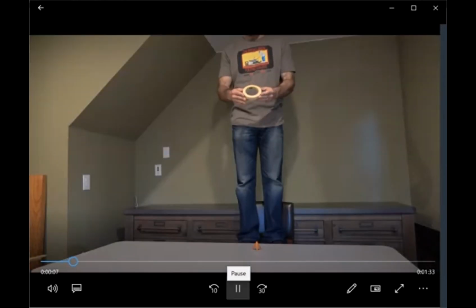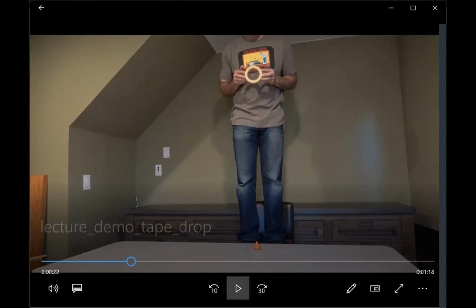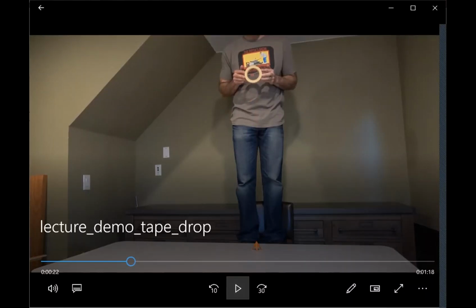This is one of 2 identical hoops I have. If I release it from rest, where will it hit the table? The orange marker is directly below the hoop. Pause the video and make a prediction. Okay, I'll give you 10 seconds.